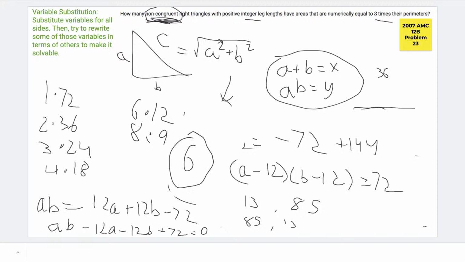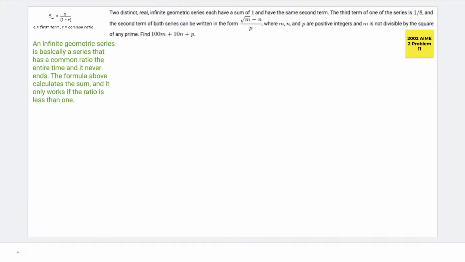So this just highlights the power of Simon's favorite factoring trick, because it made factoring in this very complicated problem a lot easier. So now the next problem, which is all about infinite geometric series.